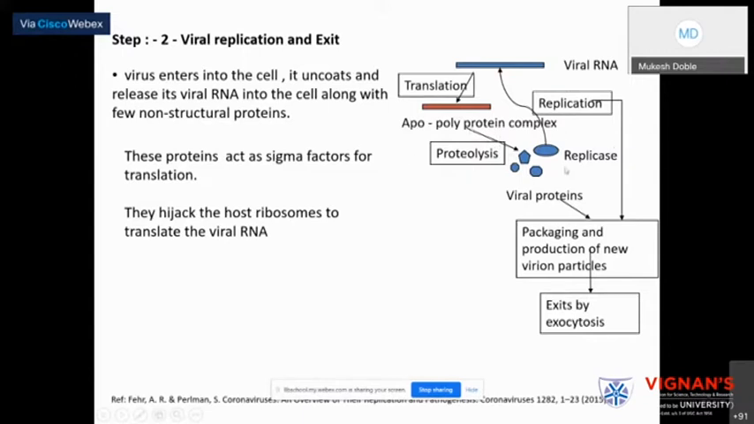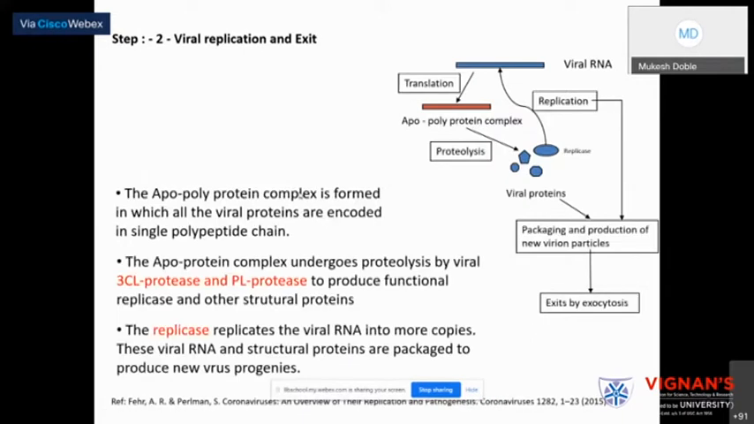Once the viral proteins get replicated, they are packaged. You get more virion particles which exit the host through exocytosis. Okay? So the viral replication and exiting happen. So we have many possible targets as of now. But as I said, as time goes on, researchers come to know more about SARS-CoV-2, they may be able to find many more possible targets.